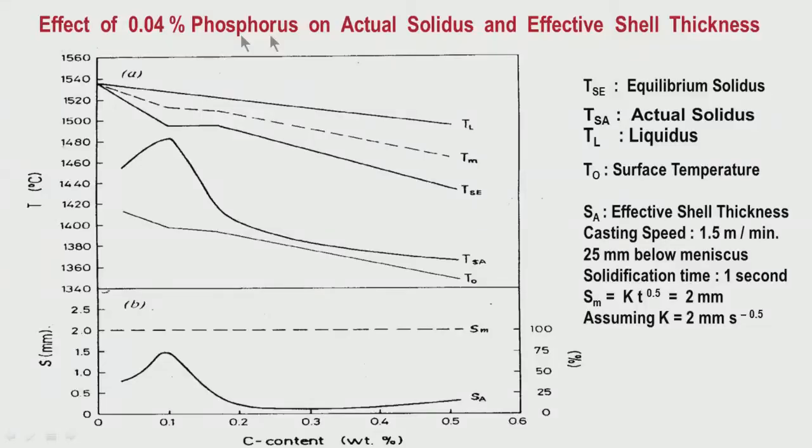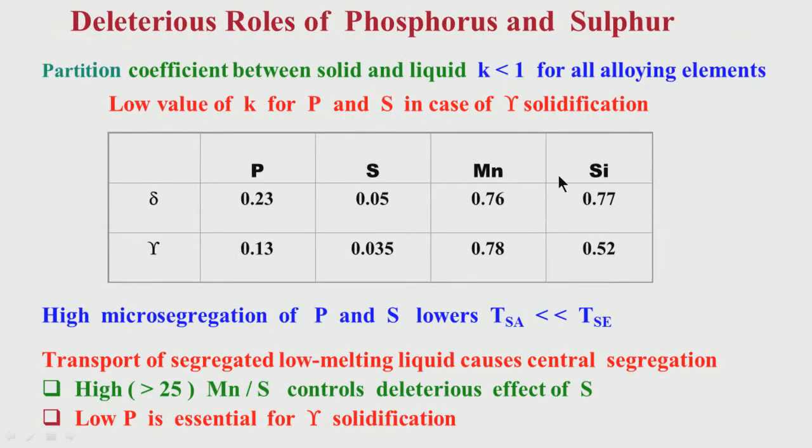We have to remember the impact of phosphorus. We had shown here that the phosphorus values are relatively less. It is slightly higher compared to sulfur, but for sulfur, because of manganese, the deleterious effect is taken care of to a large extent, whereas for phosphorus there is no element which can take care of it. So, low phosphorus is essential, particularly for gamma solidification. Look at gamma and delta. For delta solidification, the value of small k is 0.23, but for gamma solidification it is 0.13. So, it is still lower.